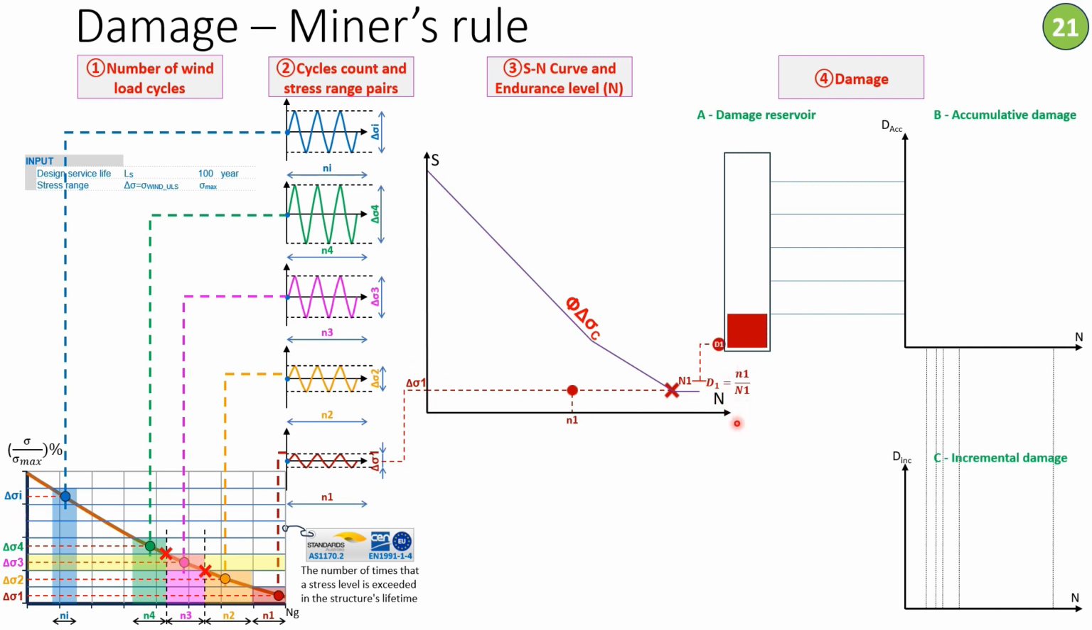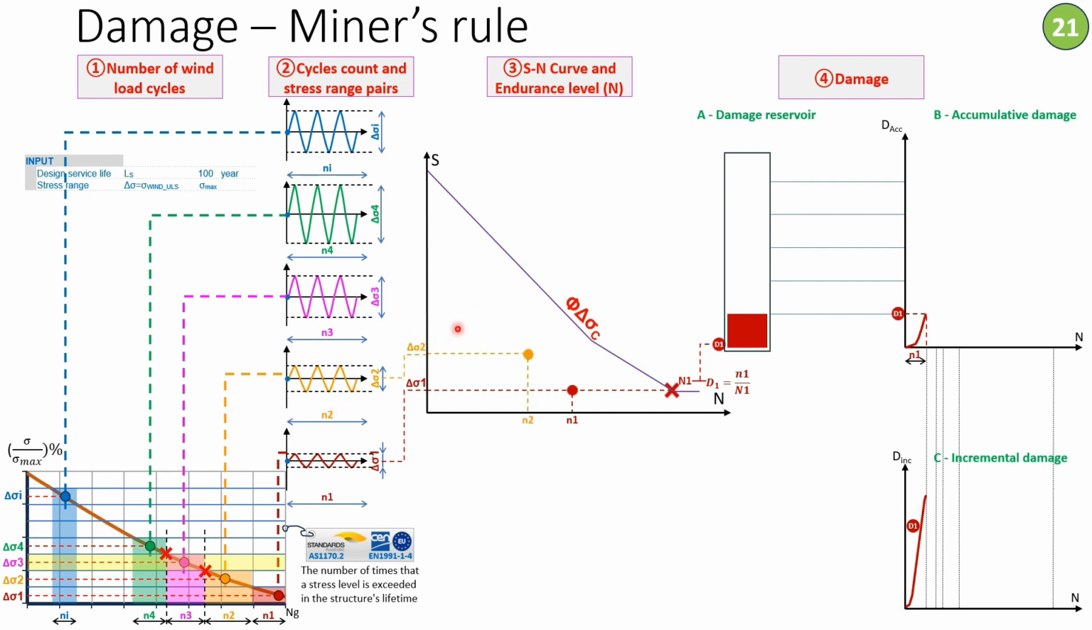And then from there, we can calculate the damage and start to plot the first segment in the cumulative damage curve and the first segment in the incremental damage curve. So far, the cumulative damage equals the incremental damage, equal to D1. And we put the damage in the damage reservoir. Because the damage is accumulative, we will use this reservoir to pile up the damage as we go.